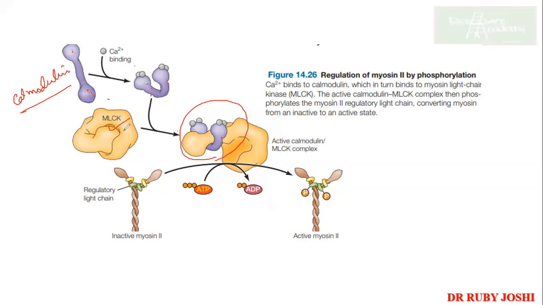Now, when MLCK is binding, you see that this gets open up. Ek tarah se if you see, it's like a finger, it just came out. So this portion is present over here. Now, when this is activated, this is now your calmodulin MLCK complex. This is going to add phosphate group to your regulatory light chain of your myosin. Can you see the regulatory light chain? ये जो अलग से कलर किया हुआ है, yeah, so they are getting phosphorylated. So from inactive myosin 2, it becomes active myosin 2.